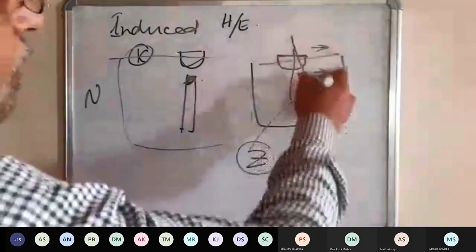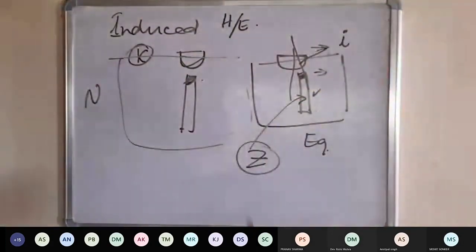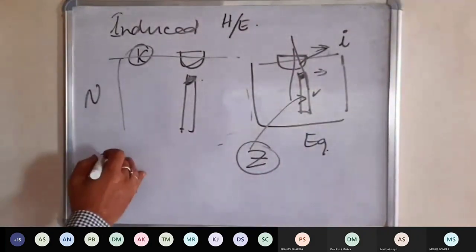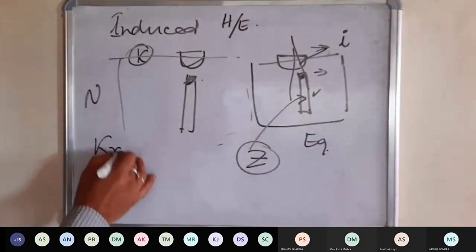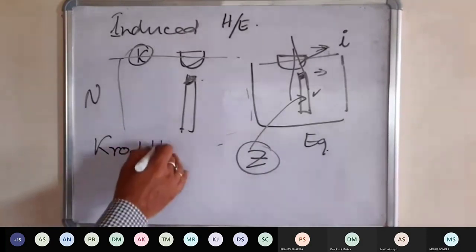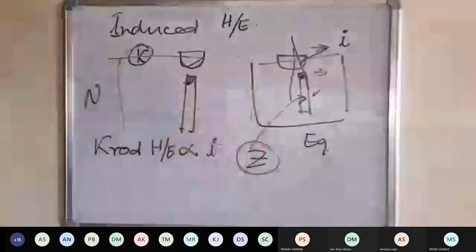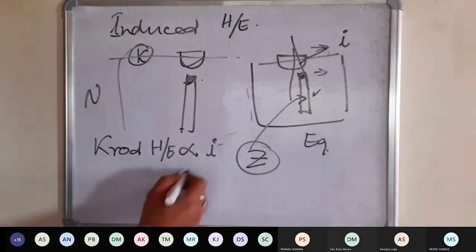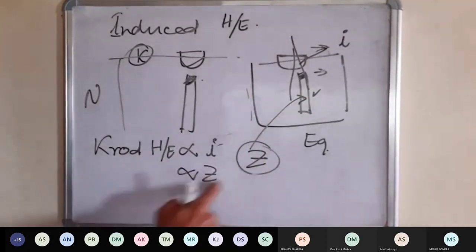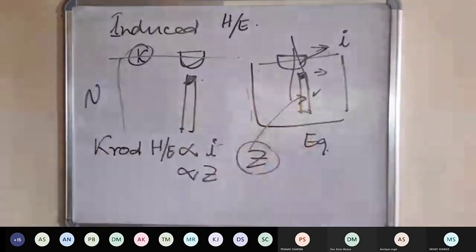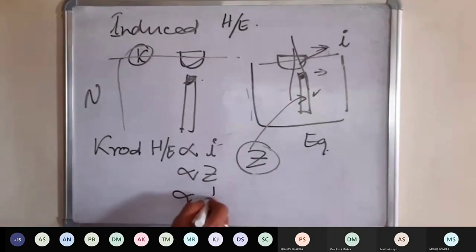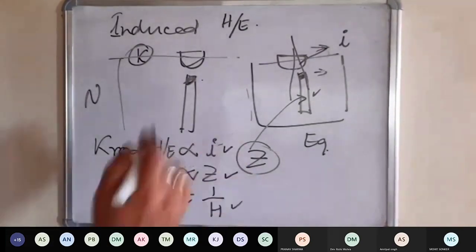Also, it is dependent on the angle I. So what we can say here in summary, that K rod healing error is proportional to I. जितना होगा उतना error होगी. But it is also proportional to Z. जितना ज्यादा Z होएगा उतना healing error होएगा. Although they are related, but it is also inversely proportional to H. So all these statements are correct.